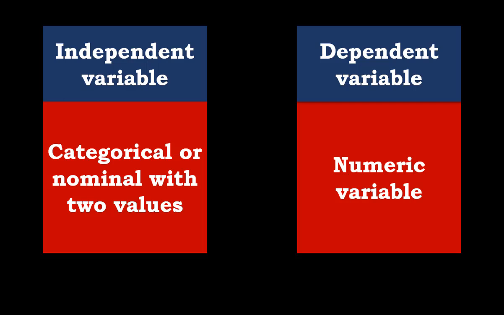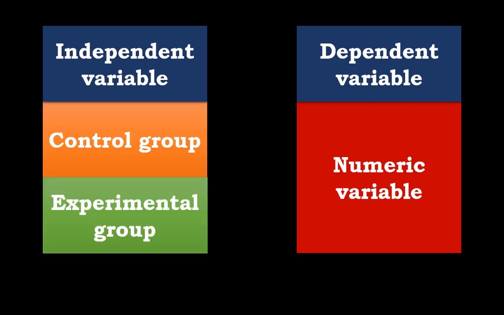So we need to have one independent variable and one dependent variable. The independent variable has to be categorical, or also called nominal, with two possible values only. And the dependent variable is a numerical variable.